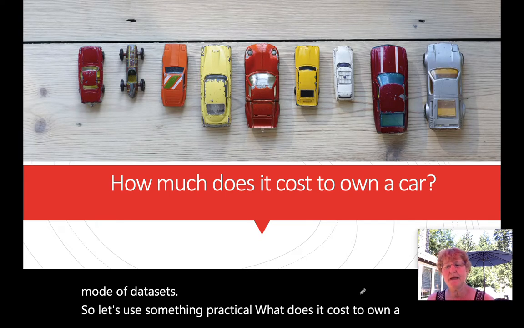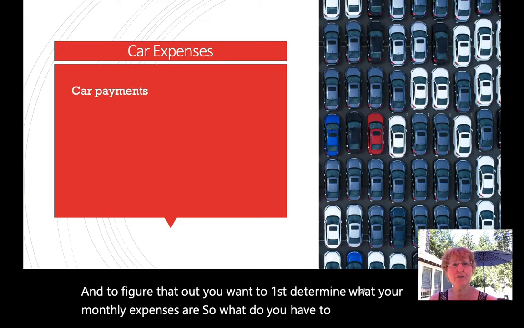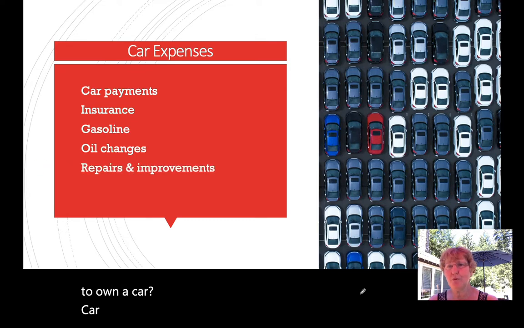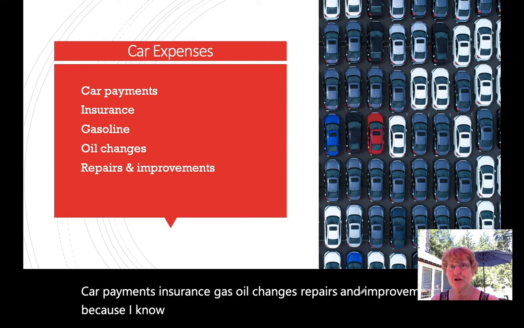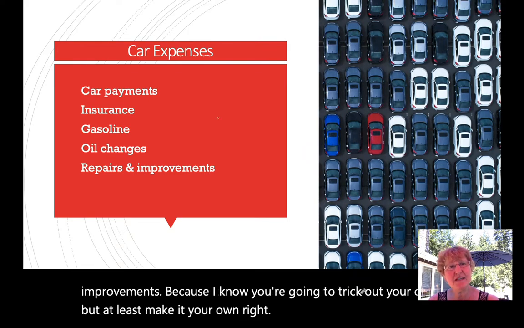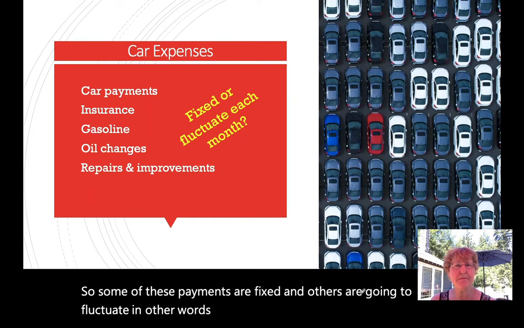To figure that out, you want to first determine what your monthly expenses are. So what do you have to pay for if you want to own a car? Car payments, insurance, gas, oil changes, repairs, and improvements, because I know you're going to want to trick out your car, or at least make it your own, right? So some of these payments are fixed and others are going to fluctuate. In other words, they're going to change each month. What do you think is which?